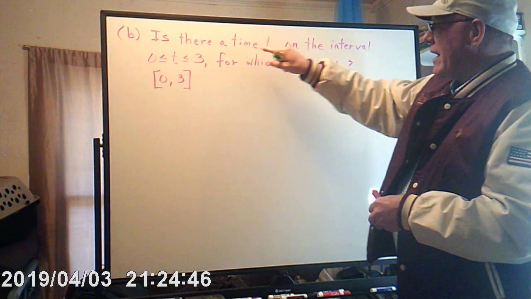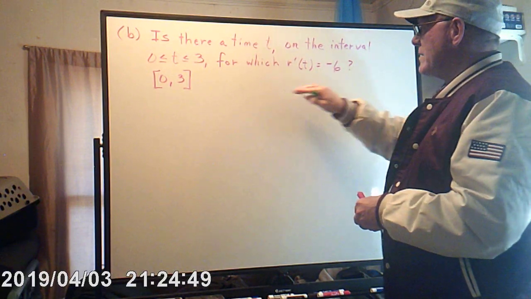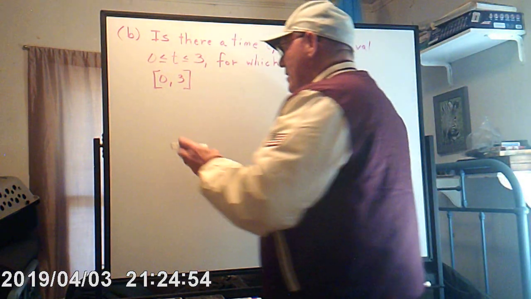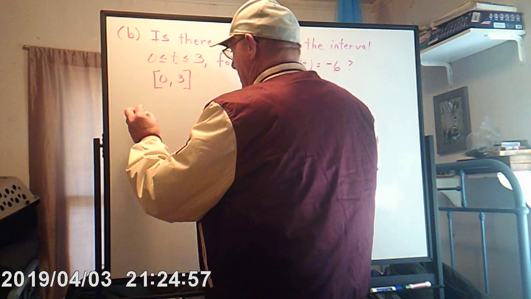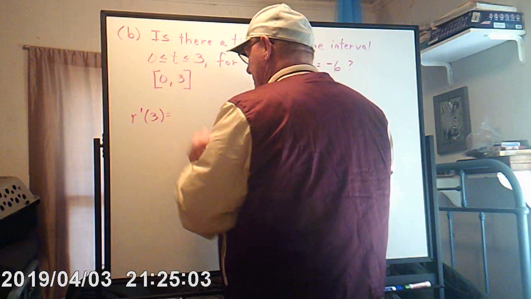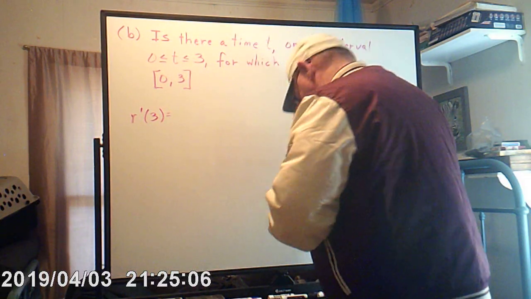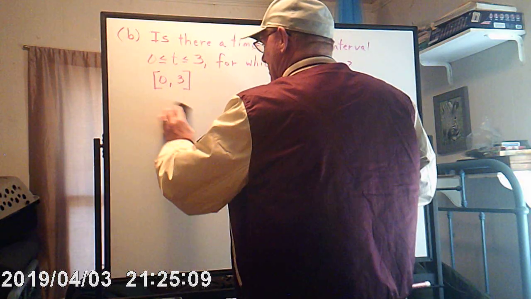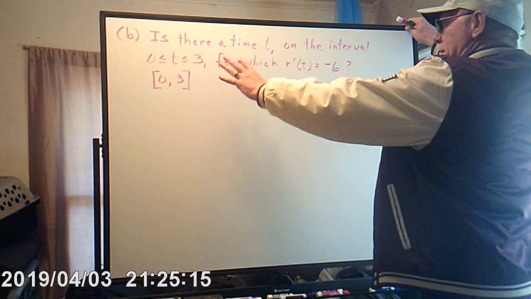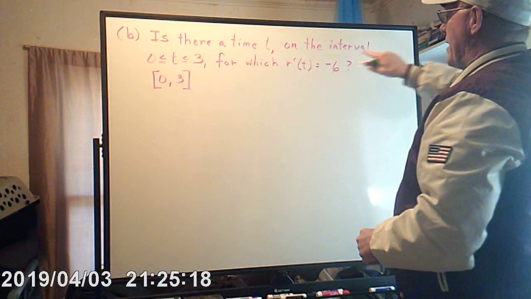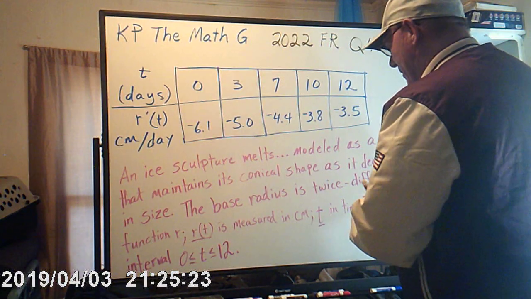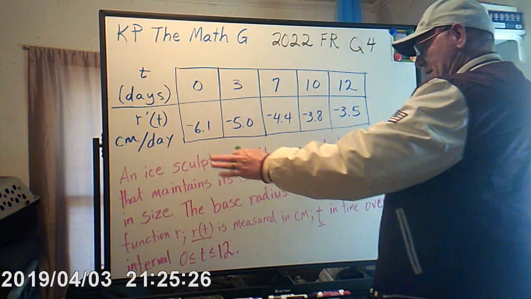All right, is there a time t on this interval for which r prime at t is equal to -6? Well, now what we've got to do is we need to know what r prime at 3 is equal to. Well, first of all, let's look at our problem. I'm getting ahead of myself. Bear with me just a moment. Let's look at something. Now, here's another thing you've got to remember. If there's a time t, they're honing in on this very thing right here.